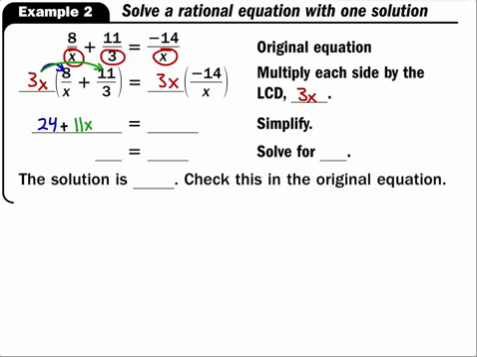On the right, the 3x multiplies into negative 14 over x, and here the x's cancel. Also, you just have negative 42. 3 times negative 14. Boom. Now we're solving. We've got to solve for x. Do that by moving the 24 over. It becomes negative 66. You get divided by 11. X equals negative 6. Since the solution is x equals negative 6, check this in the original equation.